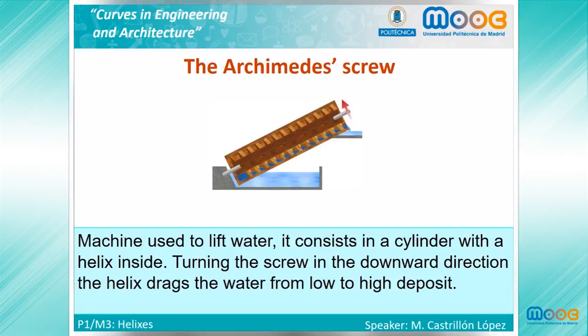The other curiosity comes from ancient Greece. The Archimedes screw is a machine historically used to transfer water from a long body of water into an irrigation ditch. It consists of a cylinder with a helix inside. Turning the screw in the downward direction, the helix drags water from the low to the high deposits.